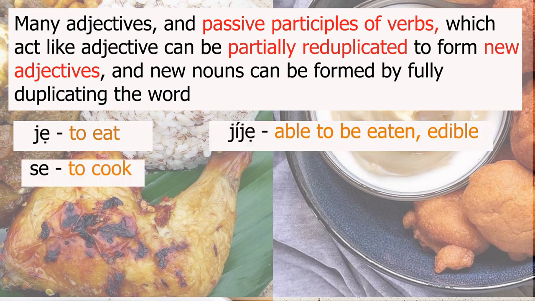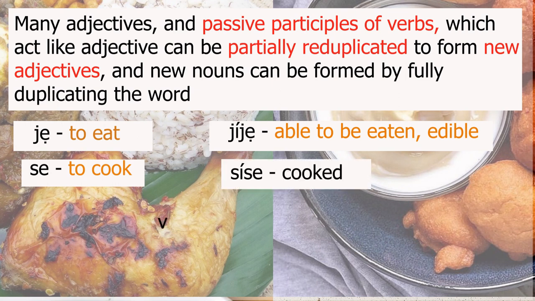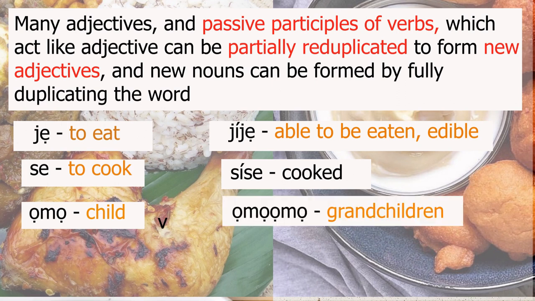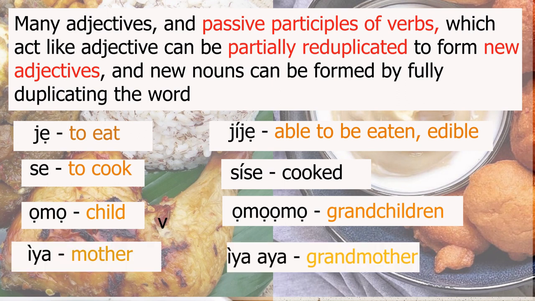Si, meaning to cook. Si si, meaning cooked. Omo. This one means child, as you saw in the previous example. Omo omo, the combination of those two, means grandchildren. Yeye, meaning mother. Yeye yeye. And this combination, which isn't exactly exact, but close enough, means grandmother.